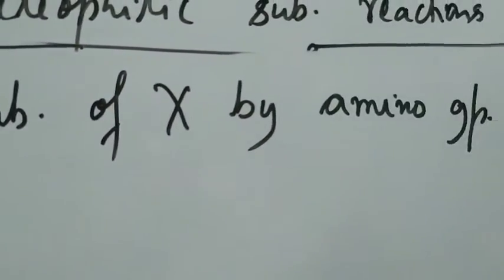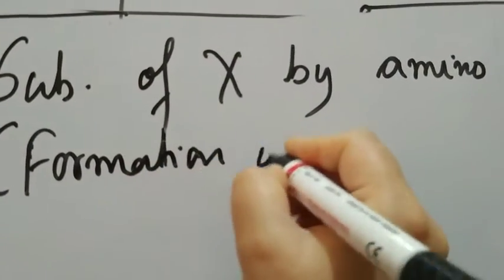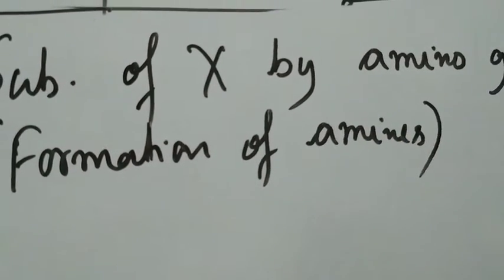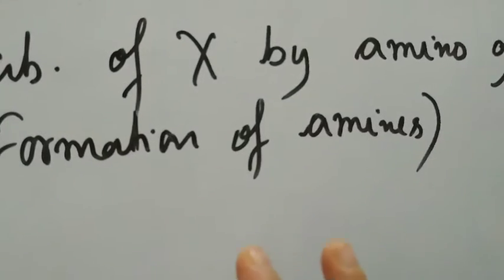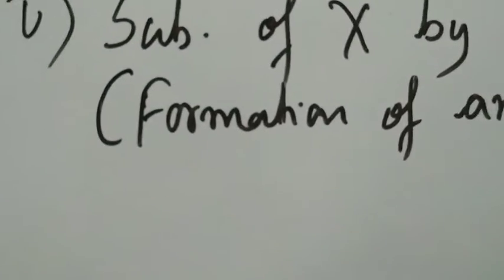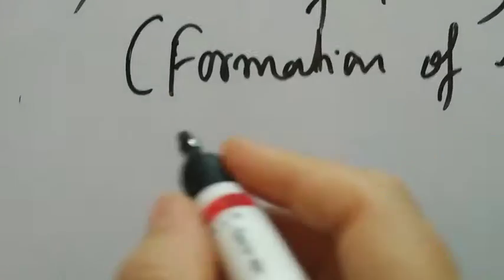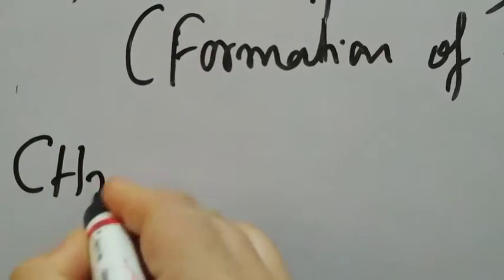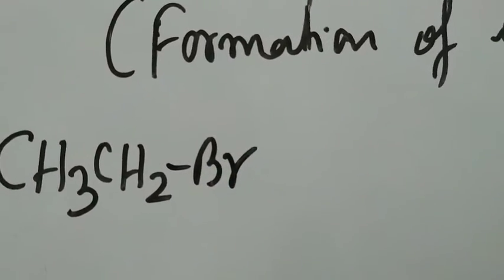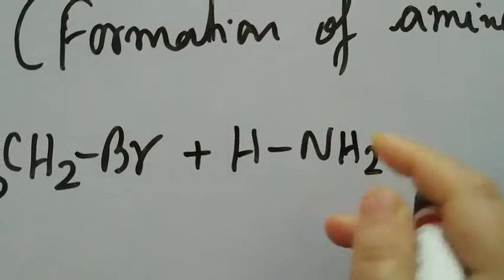It is one of the very important reactions shown by haloalkanes. You can substitute it by amino group, and this reaction leads to the class of compounds called amines. Formation of amines takes place here. Why is it important that the reaction does not stop after the formation of one product? It goes on. Let's see what the steps are. I'll take a specific haloalkane, for example, CH3CH2Br, bromoethane.